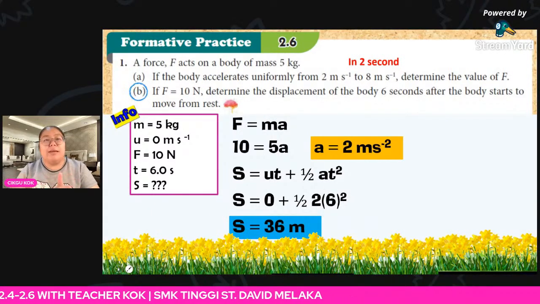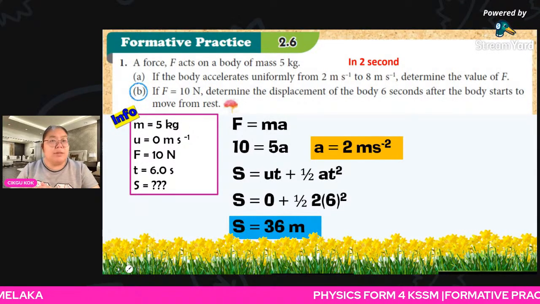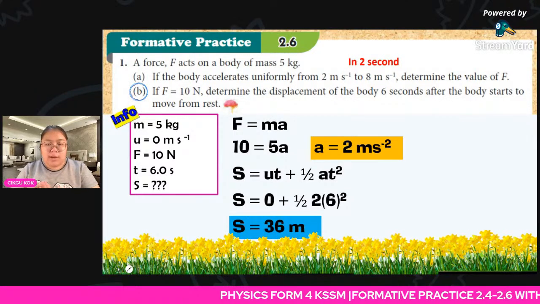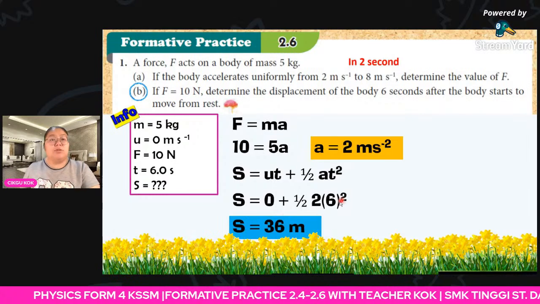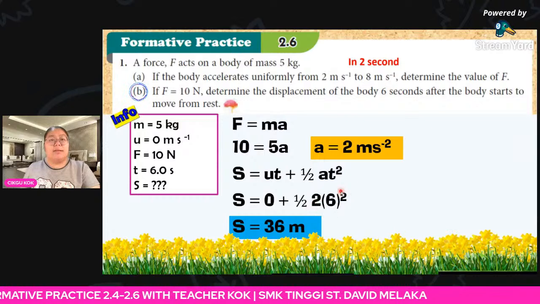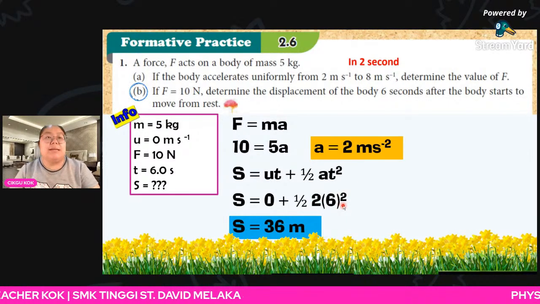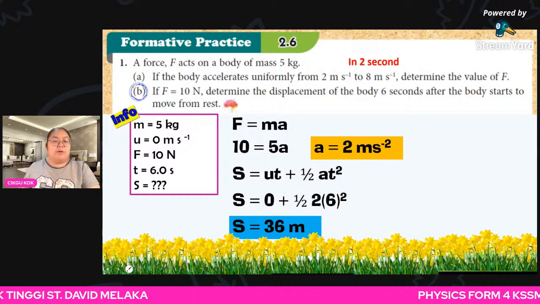Hopefully the three formative practices can help you check the answer. The answer shows 360, how come? Is there a problem with my calculation? Half and 2, this one can cancel. 2 and 2 we can cancel, then 6 goes squared. Yeah, correct, that's 36 meter.